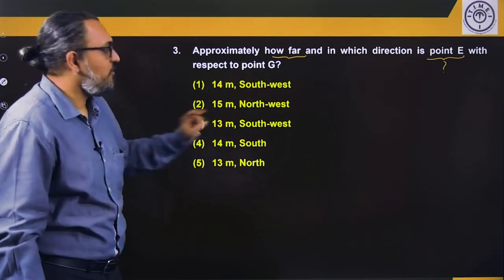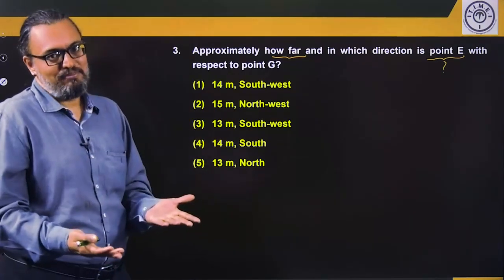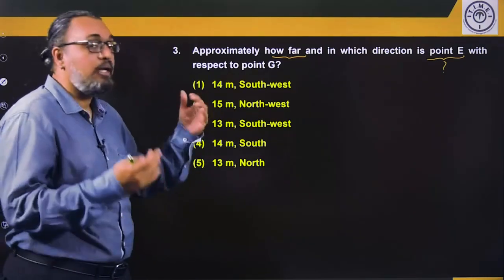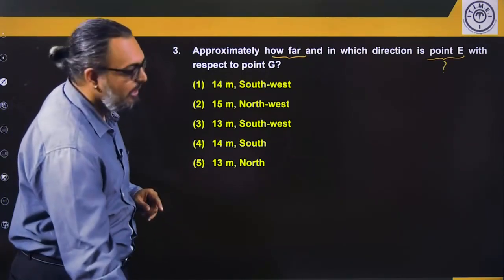Now if I look at my options, there are 2 options with southwest, one with 14 meters, one with 13 meters. Now we need to calculate. If there was only one option with southwest, mark and keep moving on. Do what is necessary. Understood the point? So let's calculate the distance as well.